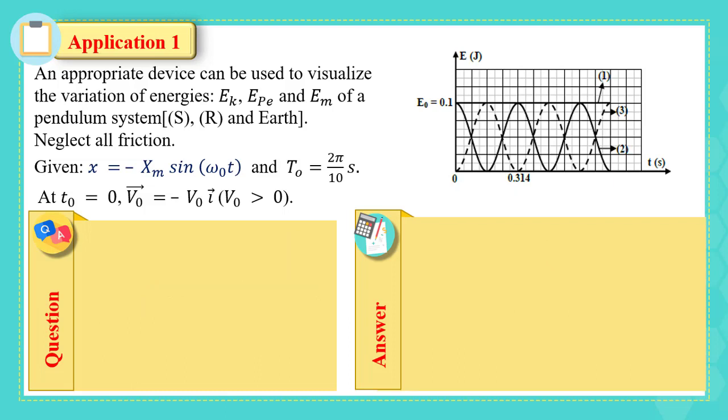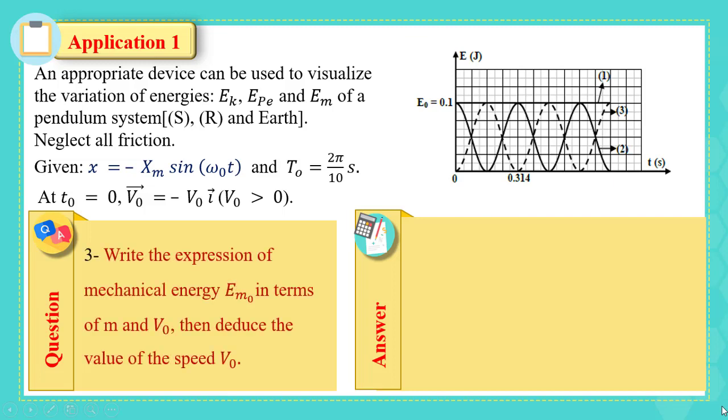Part 3, write the expression of the mechanical energy EM0 in terms of m and v0, then deduce the value of the speed v0. To solve this part, just start with the expression of the mechanical energy at t0. Then the mechanical energy EM0 is E0 from the graph, and at the same time, its expression is half mv0 squared plus half kx0 squared. But they want us to find it in terms of m and v0. So check the answer. At t equals to 0, we have x equals to 0, thus the elastic energy is 0. Then the mechanical energy EM0 is just half mv0 squared.